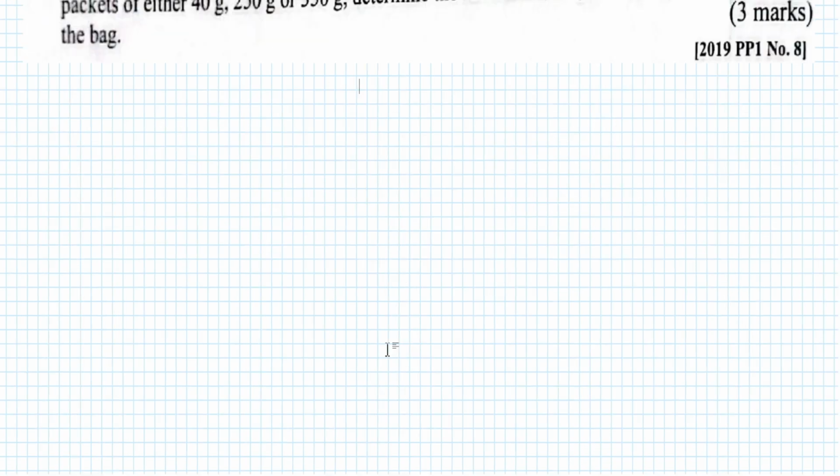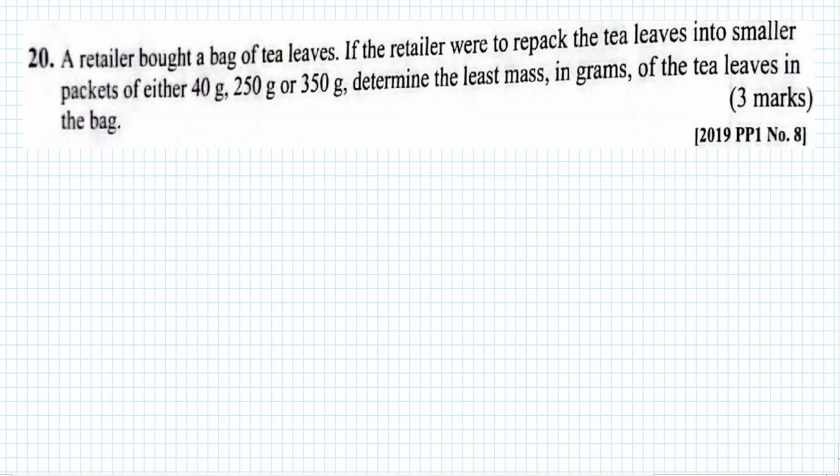A retailer bought a bag of tea leaves. Okay, a retailer bought a bag of tea leaves. If the retailer were to repack the tea leaves into smaller packets of either 40 gram, 250 gram or 350 gram, determine the least mass in grams of the tea leaves in the bag. Okay, let's try another way, because I told you there's also another way of doing LCM. This is a question on LCM.